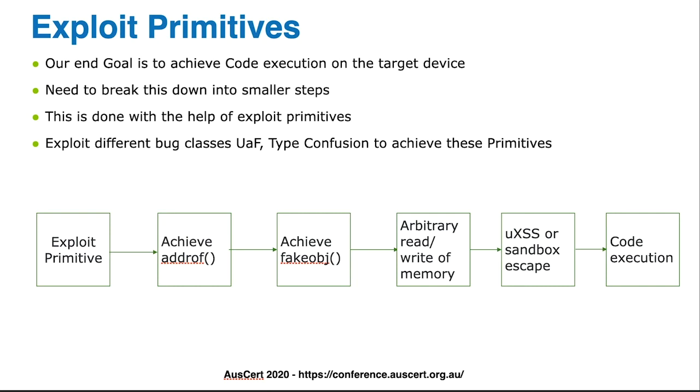So in this case, you need to break down the exploitation strategies into different steps, which we call exploit primitives, right? The first exploit primitive is that you need to achieve something called an addrof primitive. Then you need to achieve the fakeobj primitive. After that, you need to achieve the arbitrary read-write primitive, followed by a universal XSS or a sandbox escape. Let's say if you want to get the data from other tabs, you will probably do a universal XSS. However, if you want to execute code on the victim's device, you will be doing a sandbox escape. And then finally, you go to code execution.